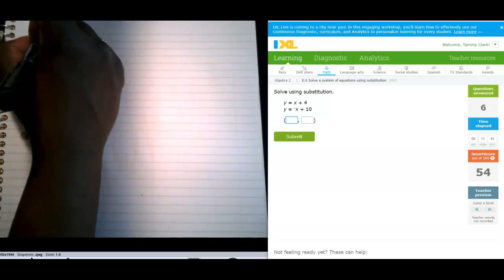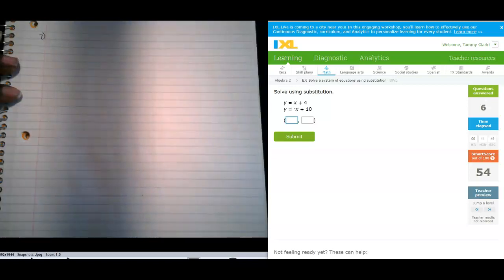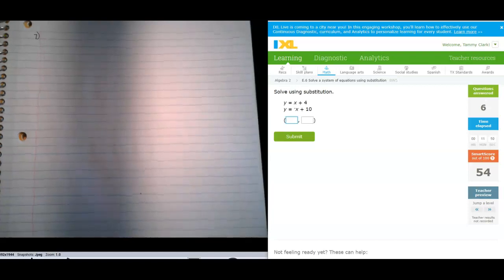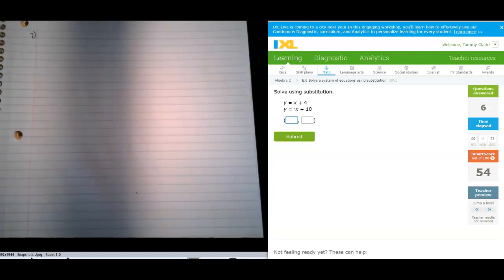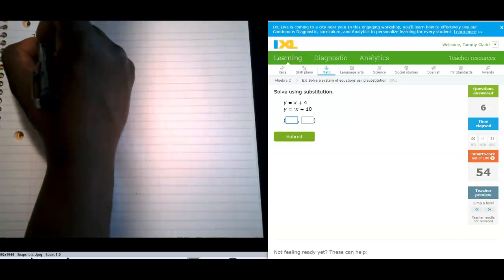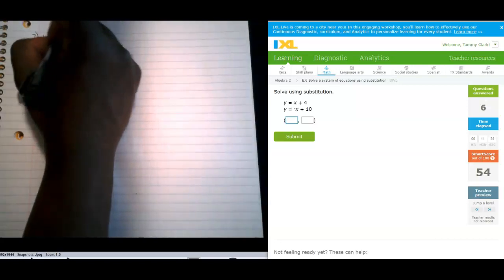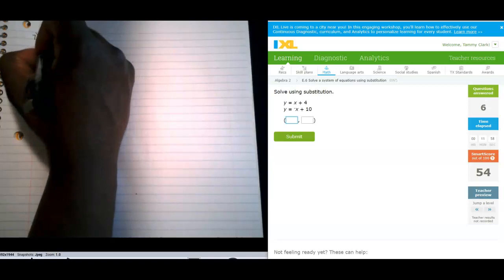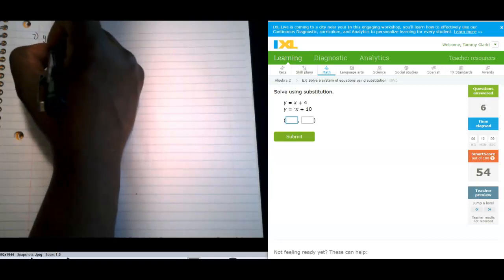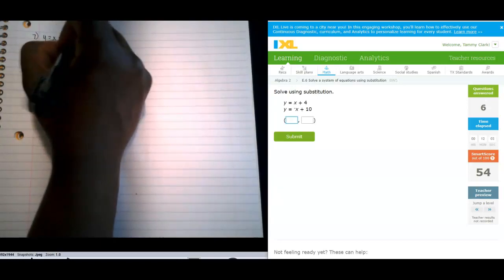So question number 7, the form is a little different. However, the process is the same. So we're just using substitution. We've got y is equal to x plus 4. And in our secondary equation, we've got y is equal to negative x plus 10.